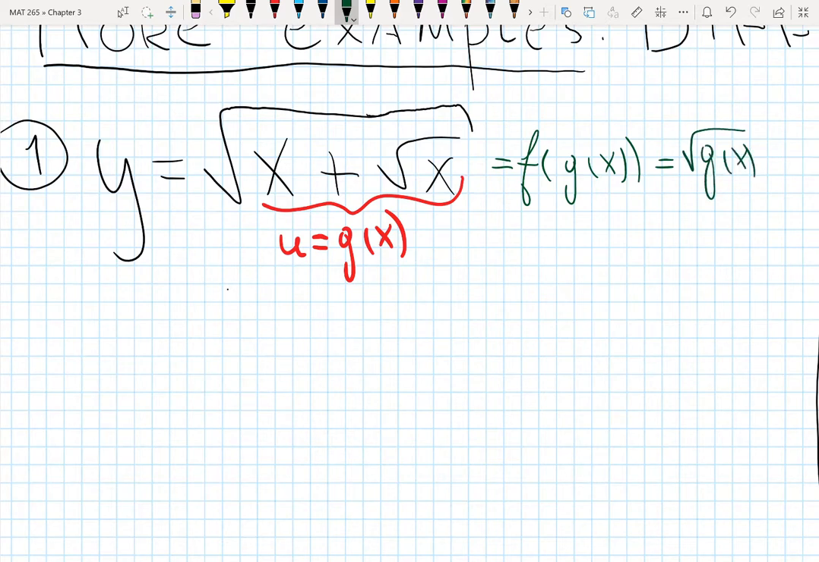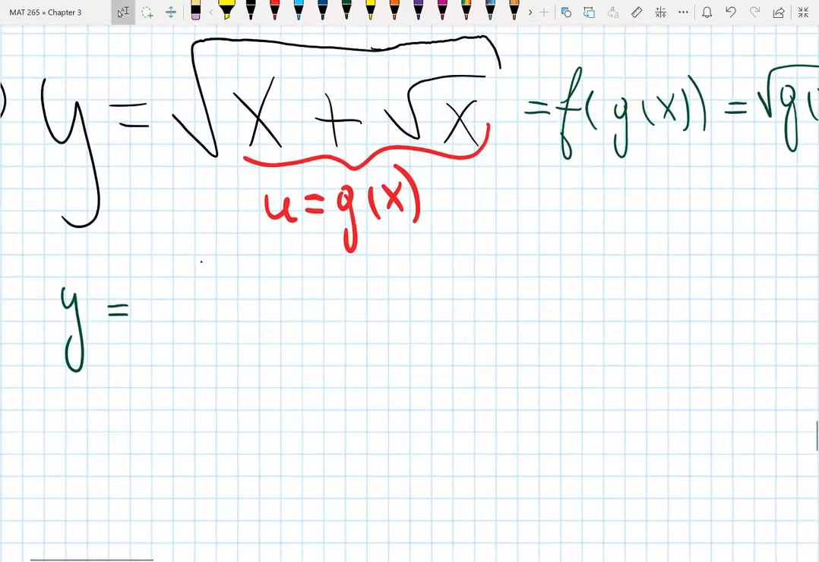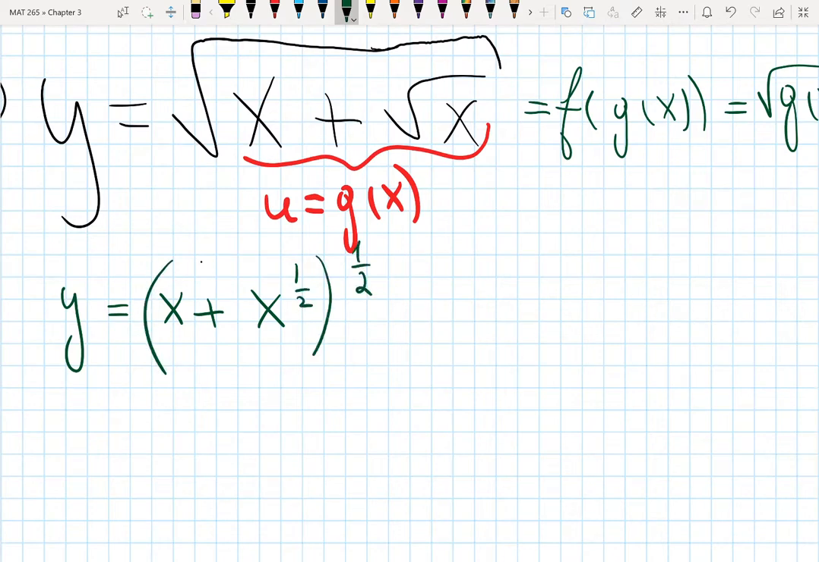Either you do it step by step. Chain rule says differentiate the function outside, that's a square root, and times the derivative of the function inside, that's g. Or you do it the fast way. Fast way, y equals. If you see square roots and you're still not that good at differentiation, rewrite square roots as 1/2 powers. So x plus x to the 1/2, everything to the 1/2. That makes sense? That's just rewriting. I'm not differentiating yet.